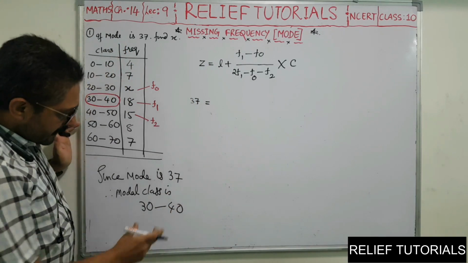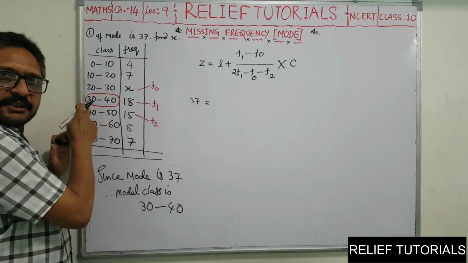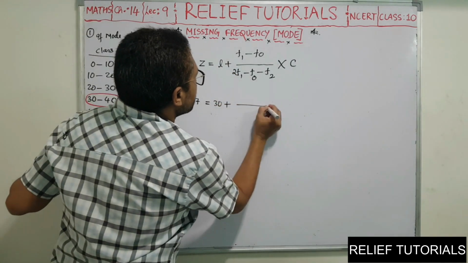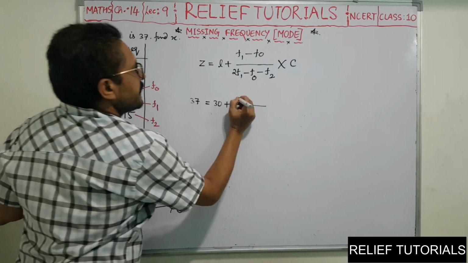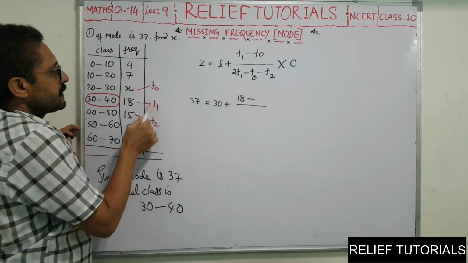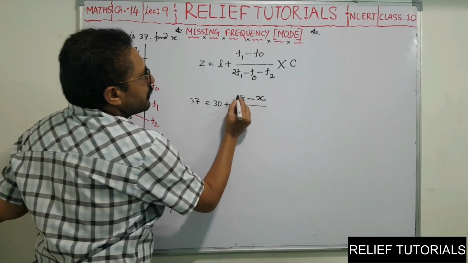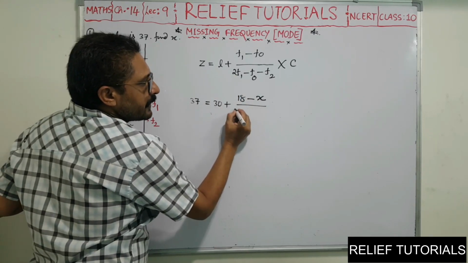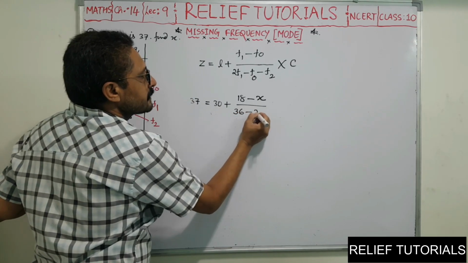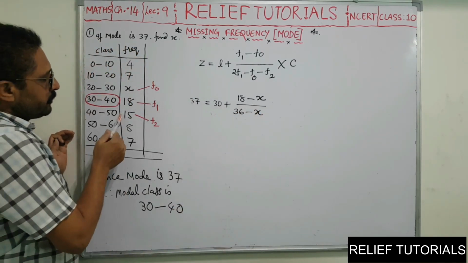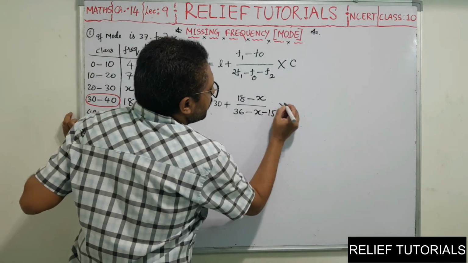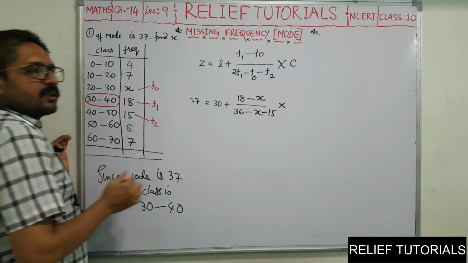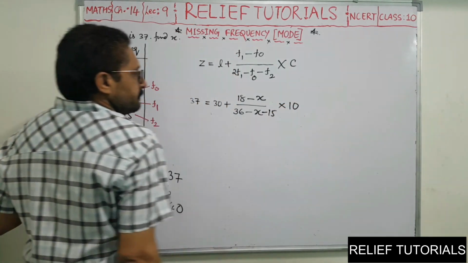Lower boundary point of the modal class 30 to 40, class is continuous. So L is equal to 30, so I can write here 30 plus F1, the frequency of the modal class, is 18, minus F0. F0 is here X, upon 2 times F1. F1 is 18, 2 times 18 is 36, minus X, minus F2. F2 is 15, into C. Class length, you see, the difference is 10. So class length is 10.